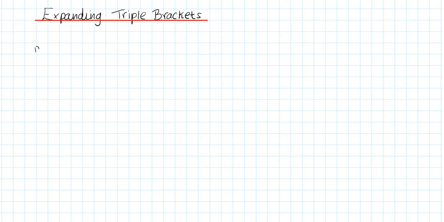So I'm going to go over a couple of examples of how we could do this. I'm going to write down the first question. So x plus 3, let's say x plus 5, times x plus 2.